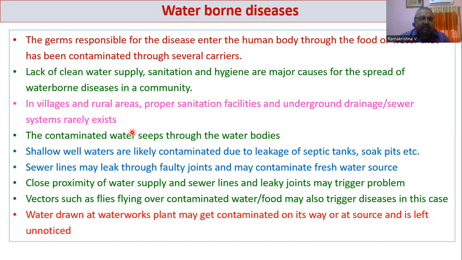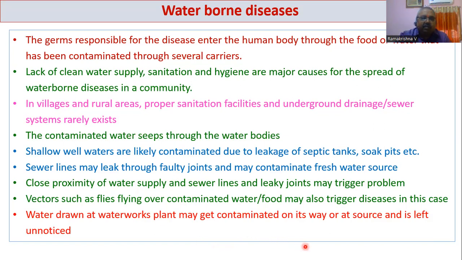Vectors such as flies flying over contaminated water or food may also cause these diseases. Water drawn into a waterworks plant may get contaminated on its way or at its source and be left unnoticed. This is a rare occasion, but still there is a slight possibility.